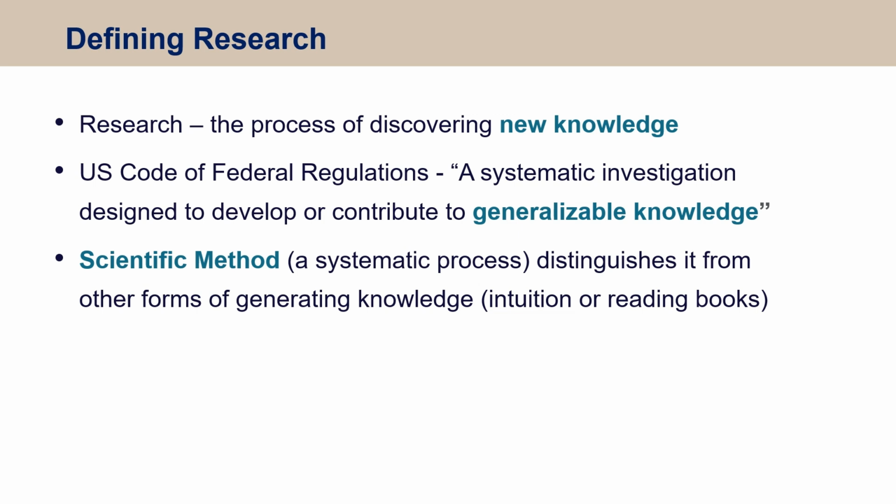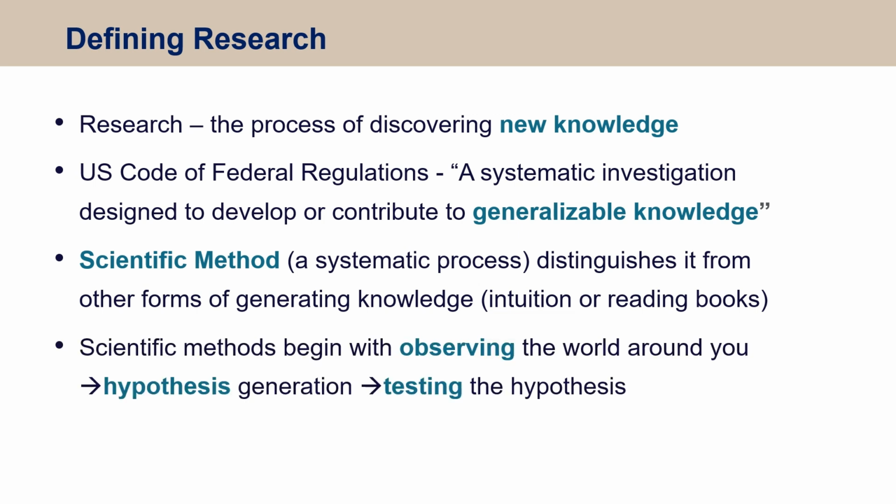So what distinguishes research from other forms of generating knowledge is the scientific method, which I also refer to as a systematic process. So it's a systematic process of generating new knowledge. And this systematic method begins with observation. It begins with observing the world around yourself, and then you generate a hypothesis and you test that hypothesis. So in three simple steps, we can describe what research itself is.